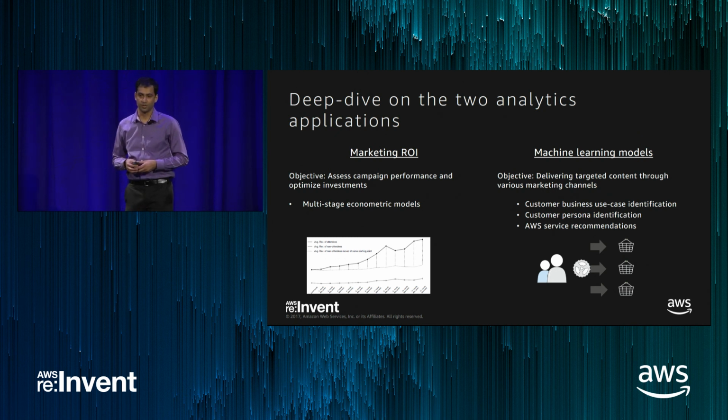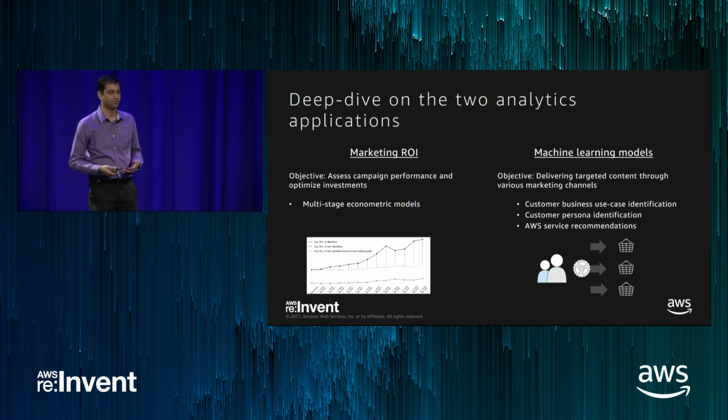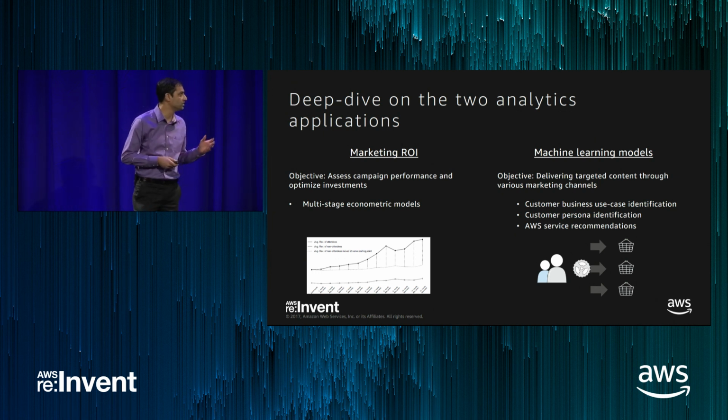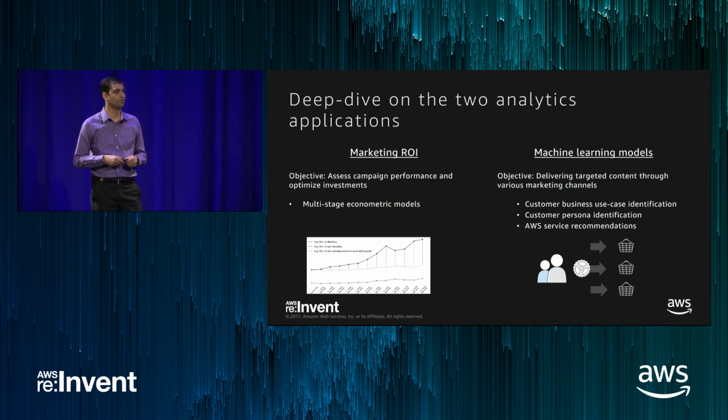Now, if I were to ask you a simple question, whether this line is short or long, you cannot answer until you have another line drawn next to it. So you really need a good benchmark to compare and measure the performance. And that's where we use these econometric models to build those benchmarks and assess the performance.